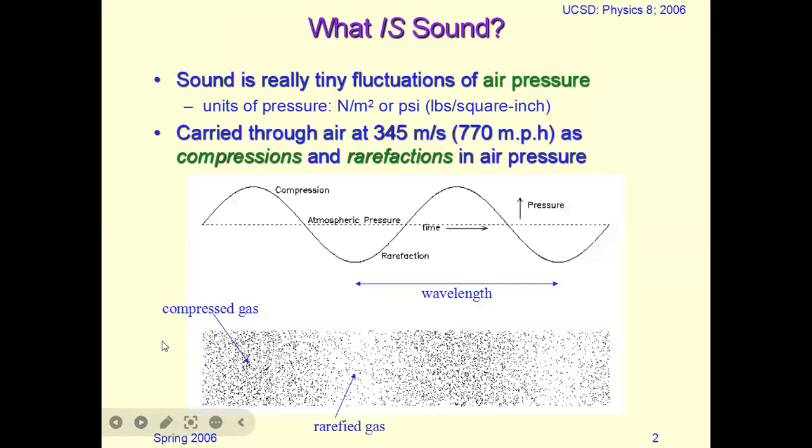Sound is really tiny fluctuation of air pressure, and units of pressure are Newton per meter square or psi, and it is carried through air at 345 meter per second. That means velocity of sound in air, 770 mile per hour, as compressions and rarefactions in air pressure.